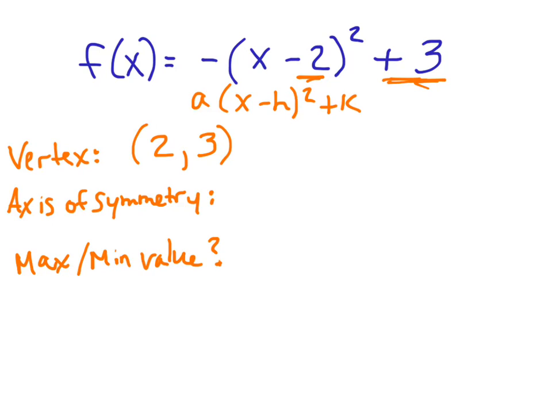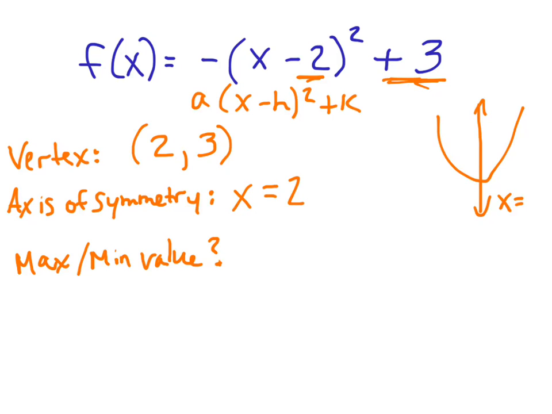The axis of symmetry always runs vertically through the vertex, right? So its equation would be x equals, and then that number will always match up with the x-coordinate of the vertex. So your axis of symmetry for this parabola is x equals 2, and I'm getting that 2 from the vertex.